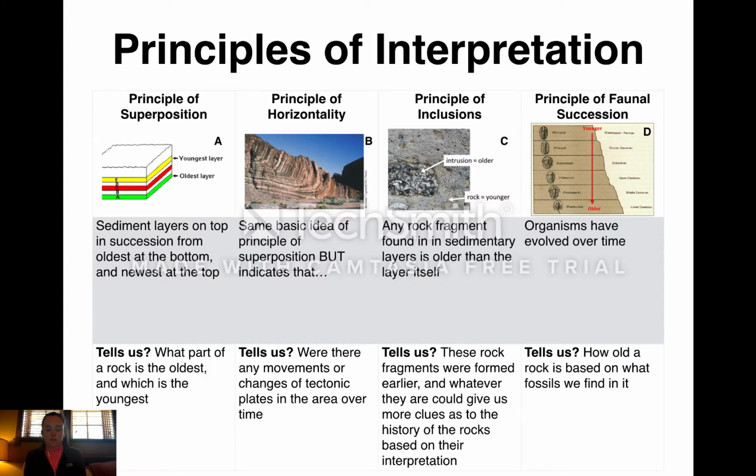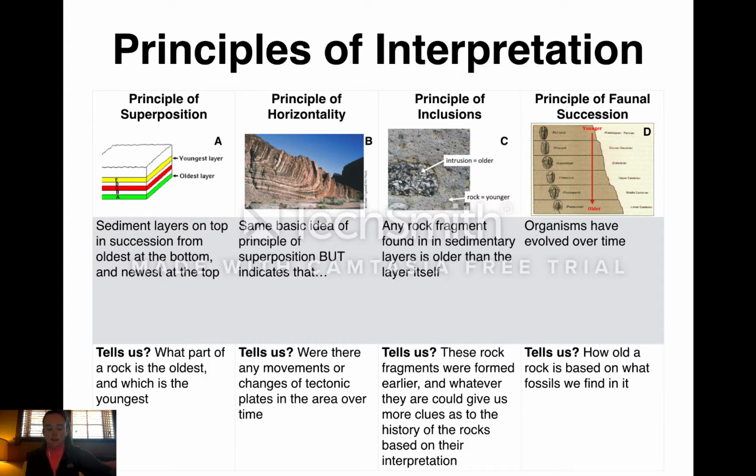The first is the principle of superposition in the first column to the left, and it simply states that sediments will layer on top of each other, creating a sequence with the oldest sediments at the bottom or base of the rock, and the newest are located near the top. This is pretty easy to understand, and it basically means that the sediment that got there first is obviously the oldest and will compact at the bottom, and then any newer or younger sediments will compile on top of that.